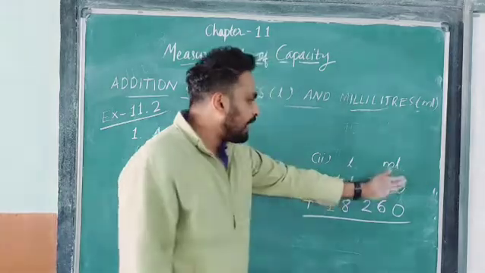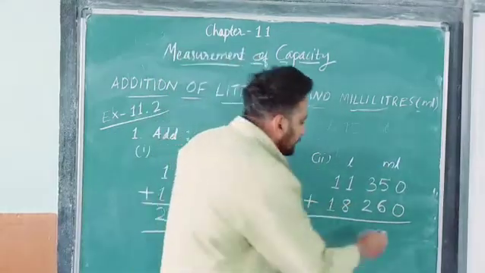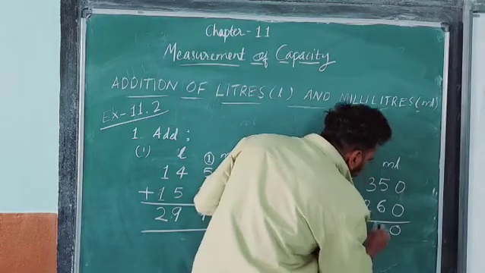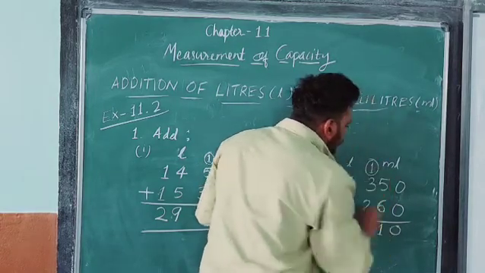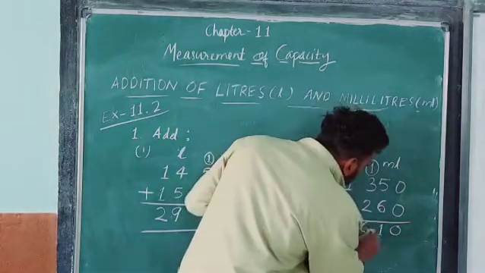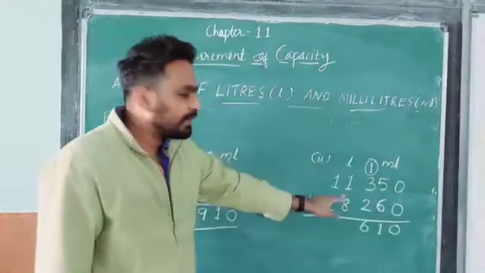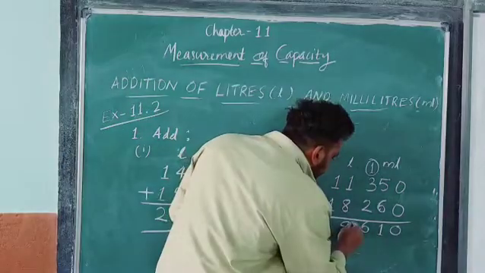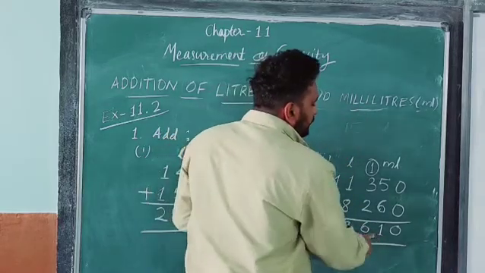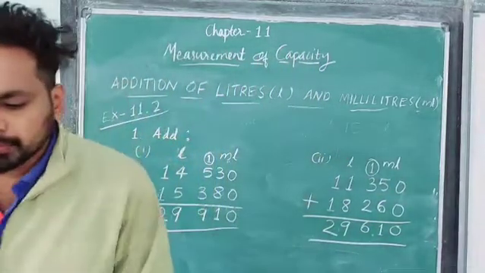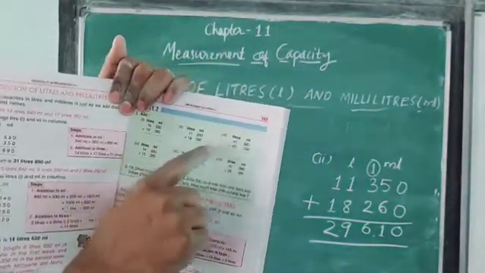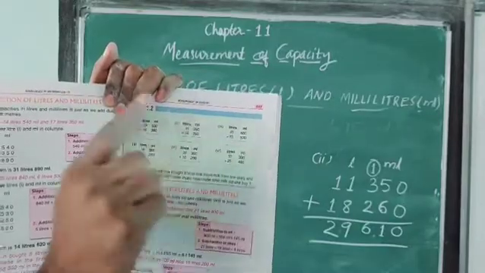First we have to add the milliliter column. 0 plus 0 is 0. 5 plus 6 is 11. 1 is carried forward to the next. 3 plus 1 is 4. 4 plus 2 is 6. Then 1 plus 8 is 9. 1 plus 1 is 2. 29 liters, 610 milliliters. Students, the remaining questions are homework. These 4 questions you have to do in textbook and in notebook also.